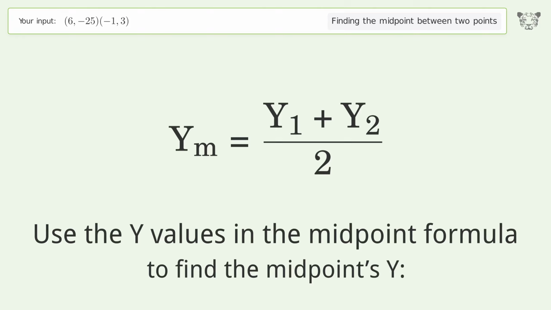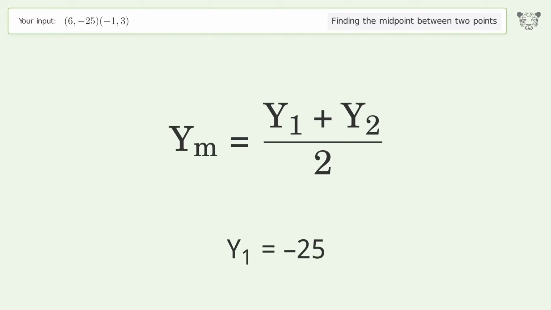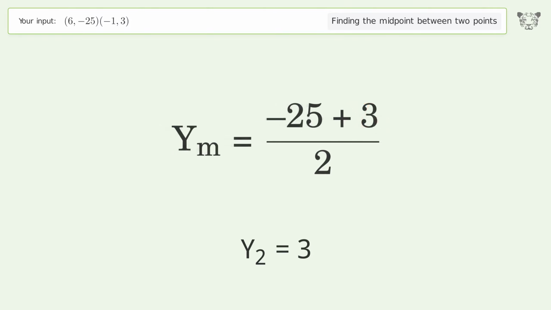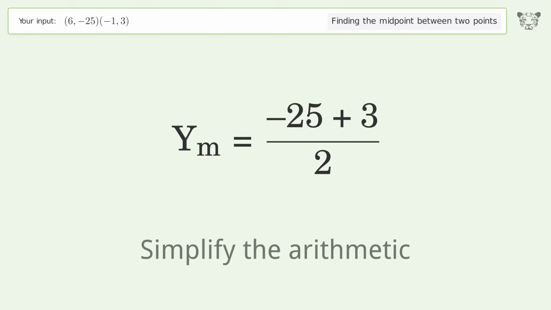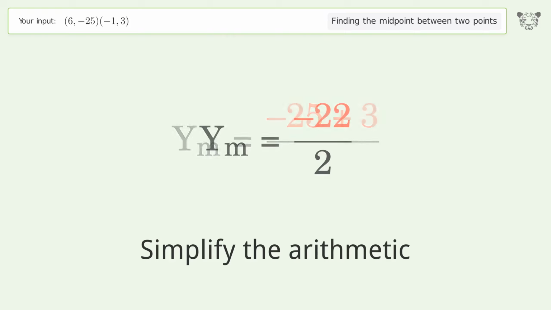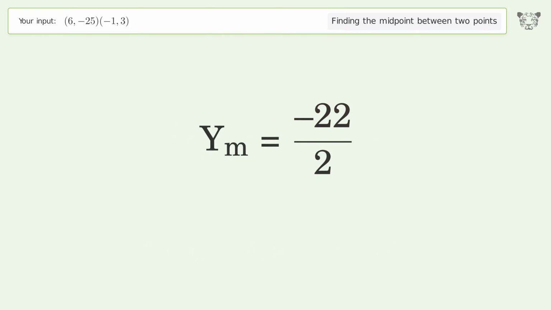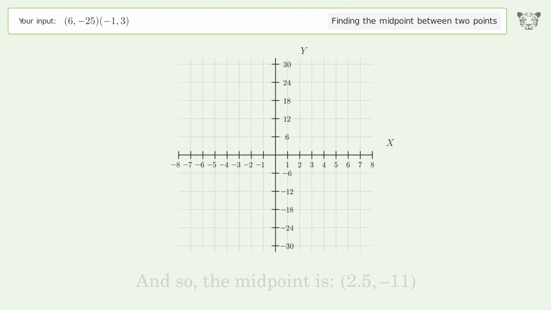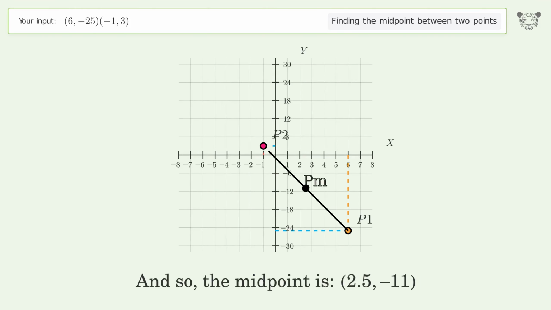Use the y values in the midpoint formula to find the midpoint's y. y1 equals -25. y2 equals 3. Simplify the arithmetic. And so, the midpoint is 2.5, -11.